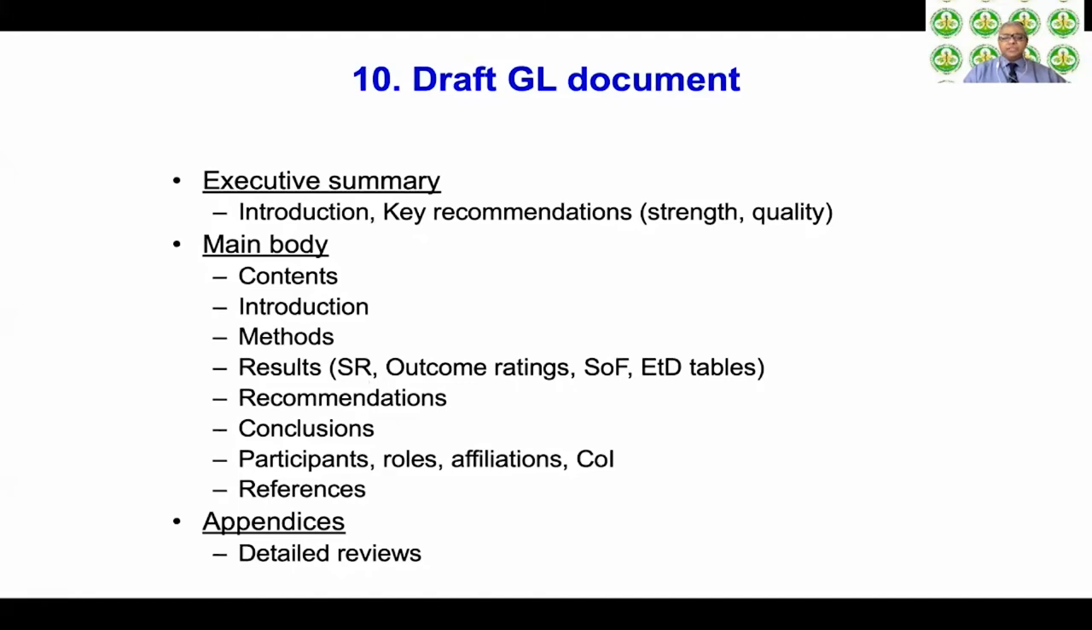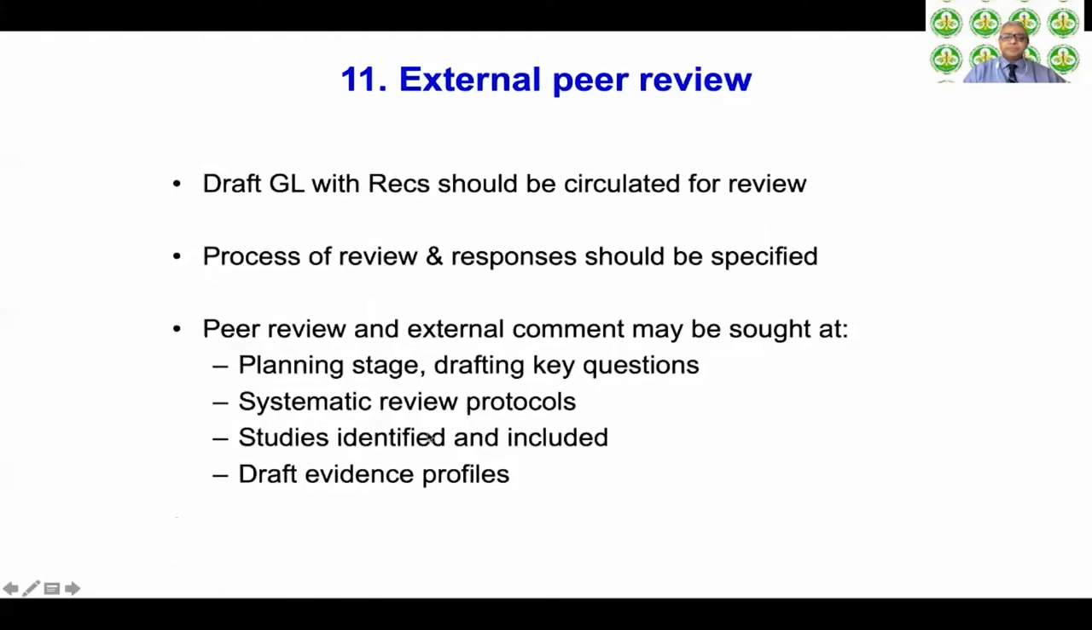And then at the end of this, we have a section in which the role names of the participants, their roles, affiliations, and conflicts of interest are all declared and disclosed, and then a list of references. If the entire systematic review cannot be pushed into the main body of the document, it could as well be put in the appendix section of the document. And so a guideline development document might run into several pages, sometimes hundreds of pages. And these appendices may or may not be part of the main document itself.